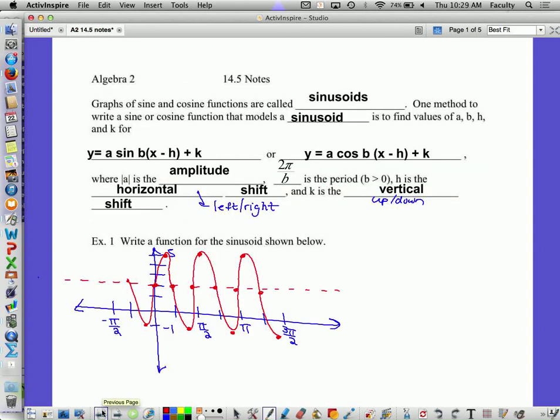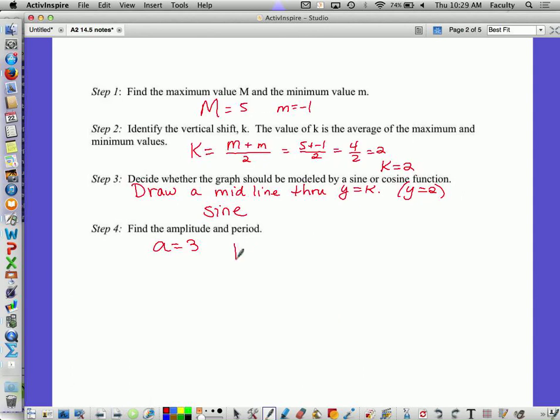Now the period length is how long does it take to repeat the cycle? So it's going here and it's stopping at pi over 2. Do you see that? That's how long it takes to complete one cycle. So the period is pi over 2. But if you recall from our graphing of sine and cosine, the period is also equal to 2 pi divided by b. So I can cross multiply. This is a proportion. So I get 4 pi equals b times pi. Divide by pi, and b is 4.